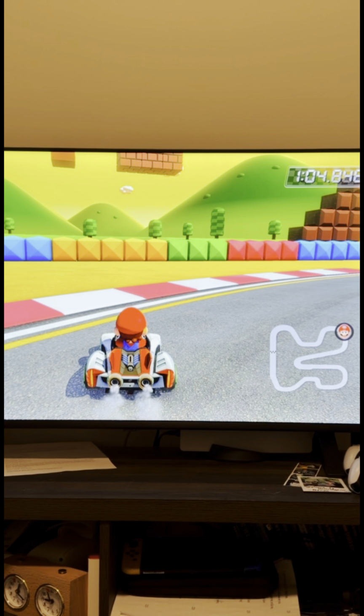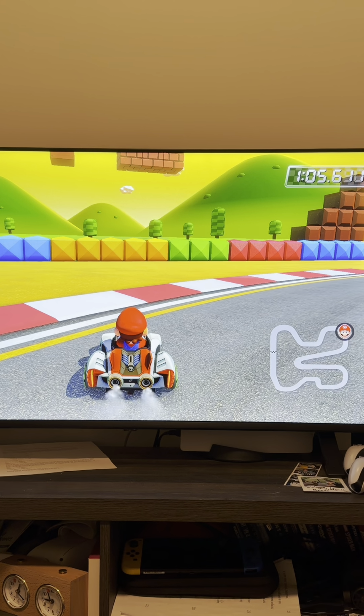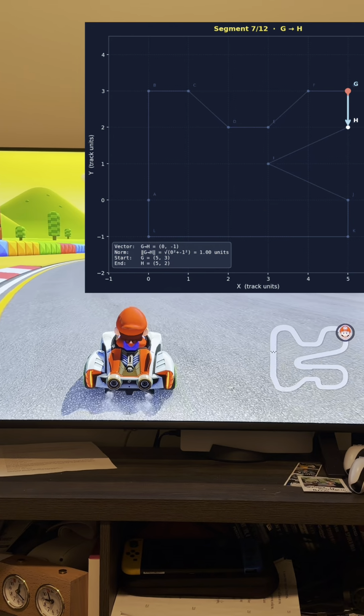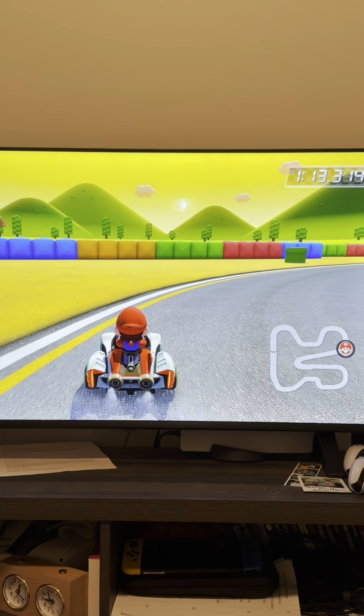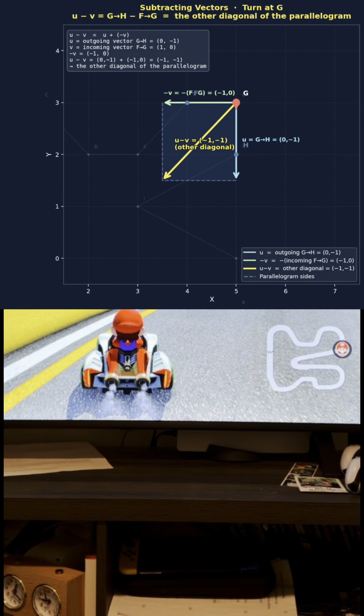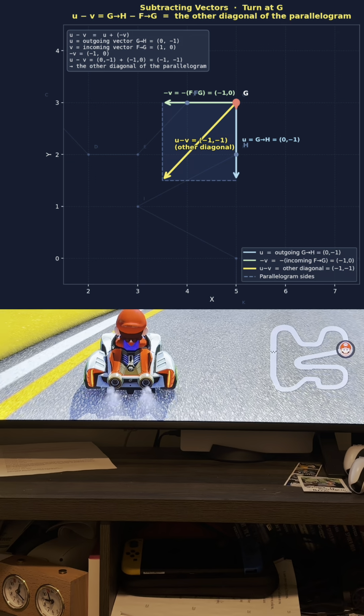Alright, Mario's done pretty well so far, but he's got a very sharp turn in front of him now. He came to G moving on (1, 0), and now he heads straight down to H at (5, 2). So the outgoing vector is (0, -1). To find the direction change, here we use vector subtraction. If we call the outgoing vector u and the incoming vector v, then u minus v gives us the direction change. And since u minus v is the same as u plus negative v, we just flip v to get (-1, 0), and add it to u. That gives us (-1, -1), which is the other diagonal of the parallelogram, and that's our direction change.